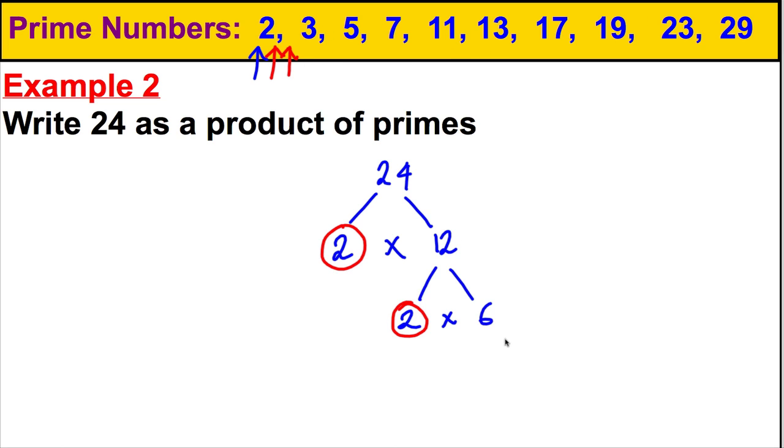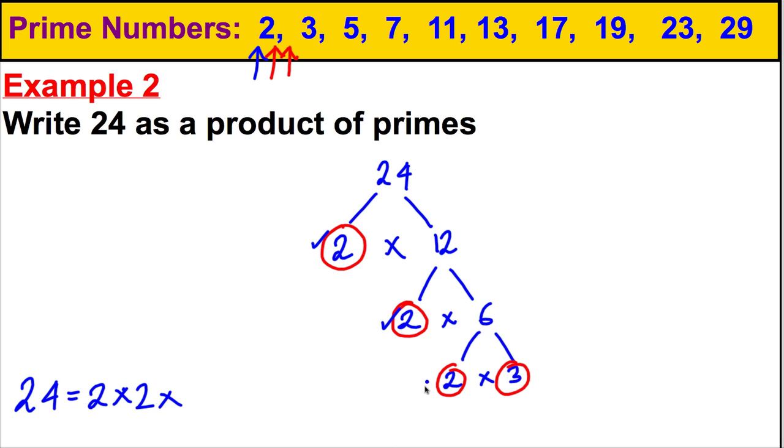So you go back to 2. Does 2 go into it? Yes, 2 goes into it 3 times. And 2 and 3 are both prime. So you've got yourself to the bottom of this and you're done. So therefore 24 is equal to 2 from here times 2 times 2 times 3, and you're done. That's 24 as a product of primes.